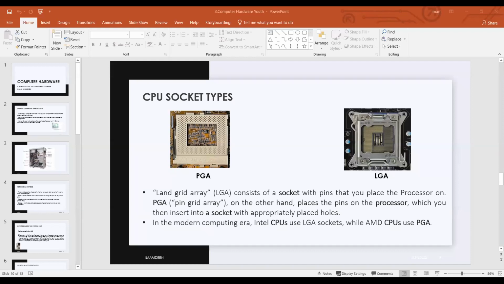Sir, can a computer have both PGA and LGA sockets? Because for a computer, do you need two brains? In a human body there can't be two brains, right? So only one brain we can have. Same like that, in a computer only one CPU socket should be there. RAM slots we can have several. RAM can be two, hard drives can be two.